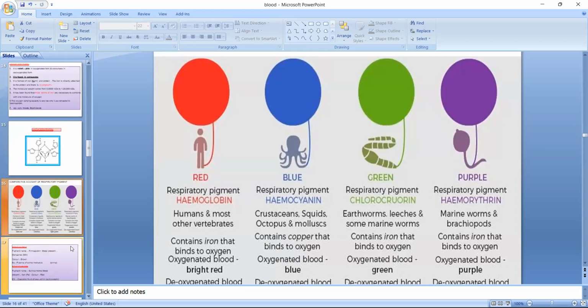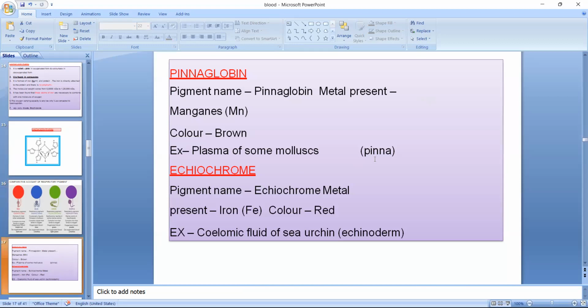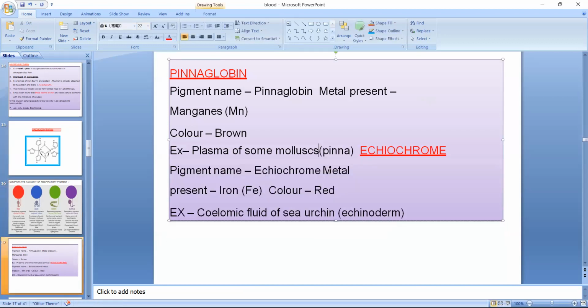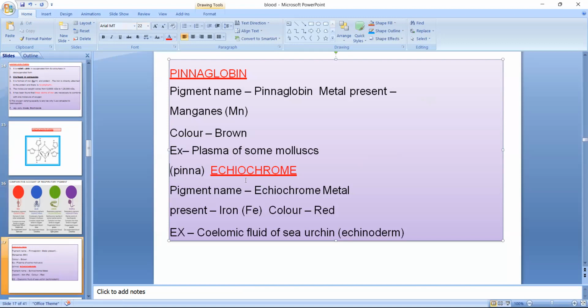Then pinnaglobin. It is a manganese containing respiratory pigment, color is brown. It is found in the plasma of some mollusks. So pinnaglobin, a manganese containing respiratory pigment, brown color. We should keep it in our mind.